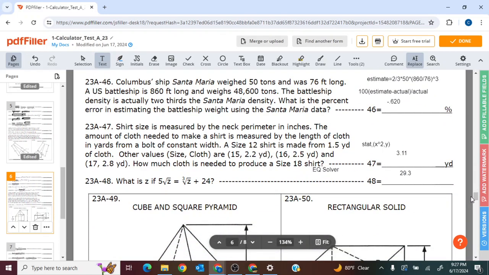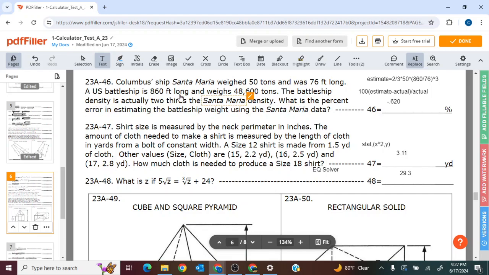Okay, the Santa Maria weighs 50 tons and is 76 feet long. A U.S. battleship is 860 feet long and weighs a bunch more tons. Battleship density is actually 2/3 of the Santa Maria. What is the percent error in estimating the battleship using the Santa Maria?